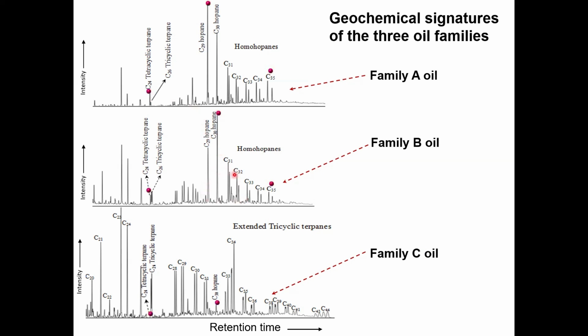Family B oils are dominated by hopanes with comparable abundances of carbon-24 tetracyclic and carbon-26 tricyclic terpenes. Family C oils are marked by an abundance of extended tricyclic terpenes from carbon-30 to carbon-44, with almost no hopanes present.